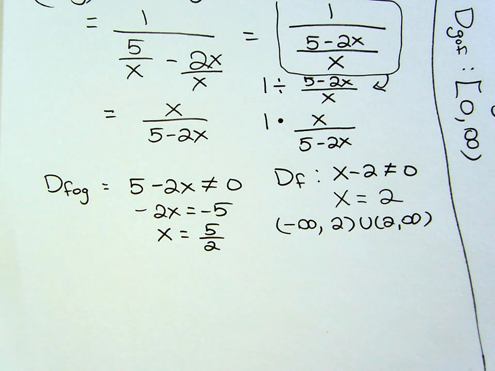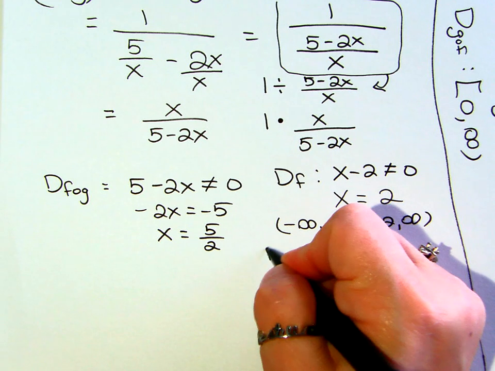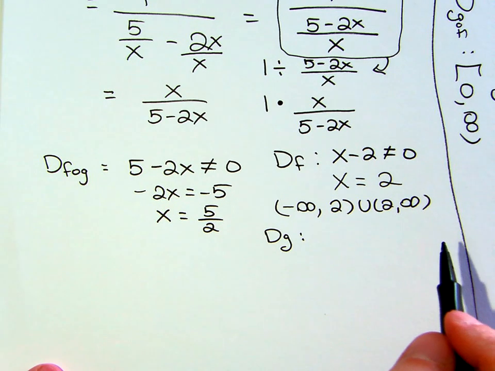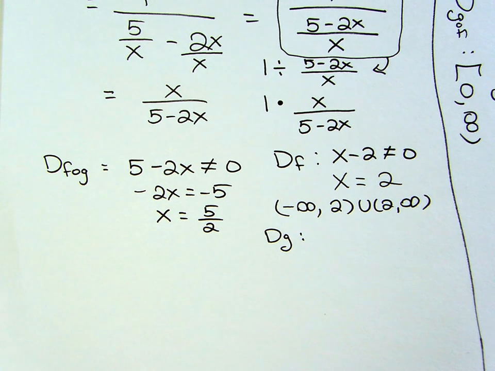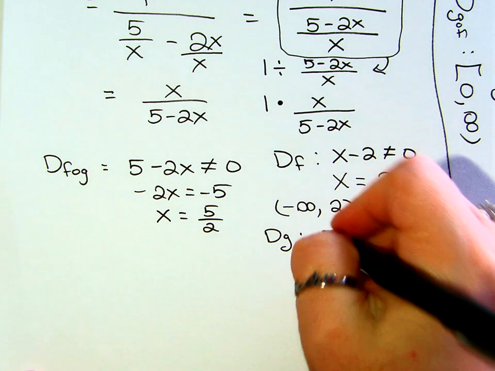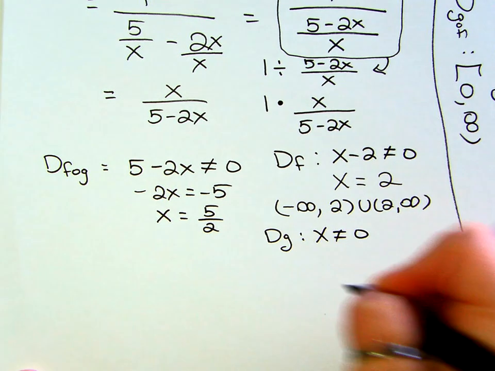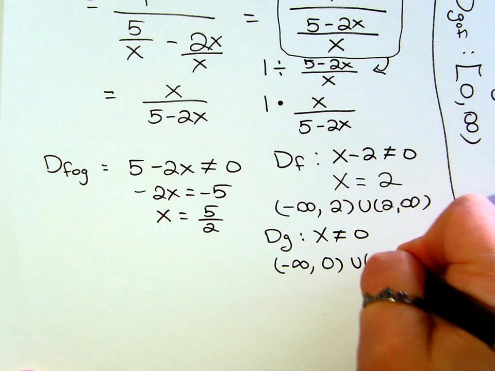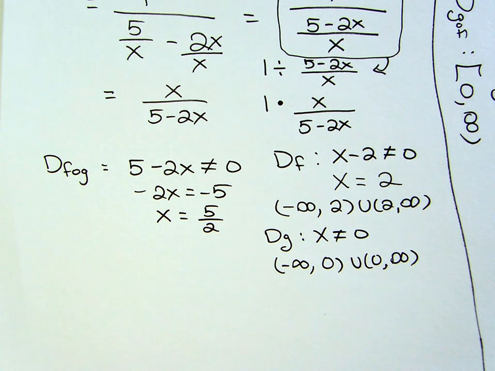Okay, what about the domain of g? What is it? Right, it just can't be 0 because g was 5 over x. So we can't have x equals 0, so we would write that as negative infinity to 0, union 0 to positive infinity. So we've got all these different things going on, but we need to find what is the actual domain of the entire function.